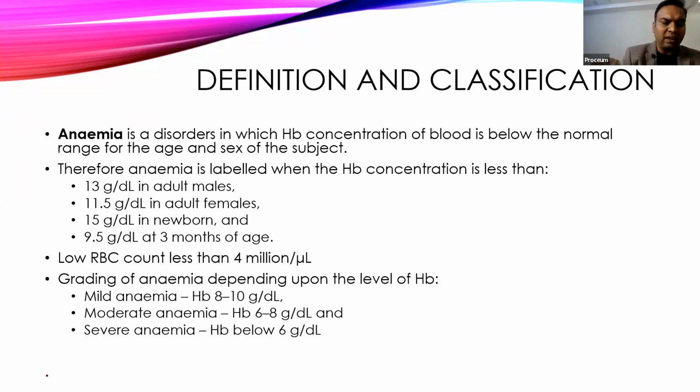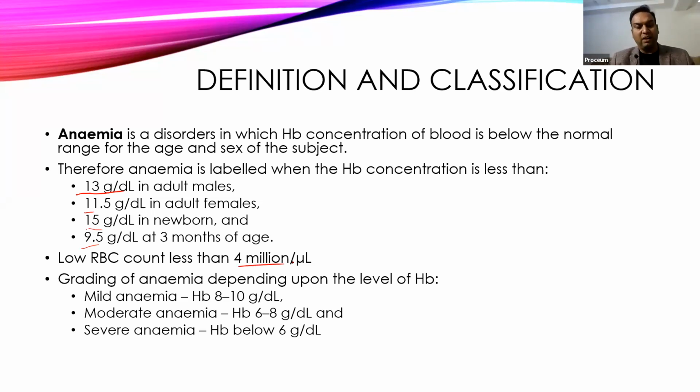According to WHO criteria, if hemoglobin in the male is below 13 gram percent, then we consider it as anemia. In female, it is when it goes below 11.5%, then we consider it as anemia. In newborn, if it goes below 15 gram percent, then we consider it as anemia. And in the infants, if it comes below 10 gram percent, then we consider it as anemia. RBC count less than 4 million, we will consider as anemia.